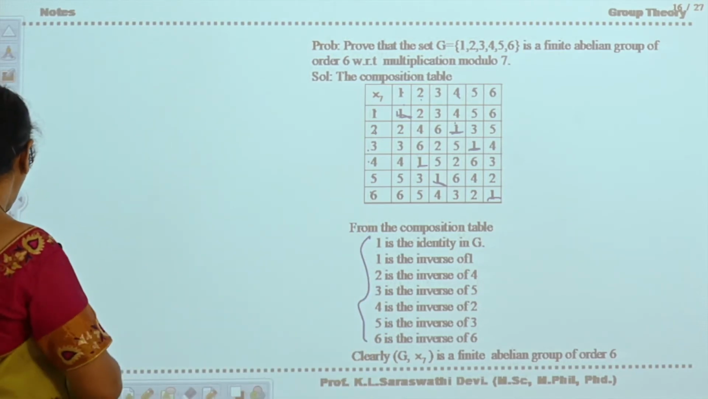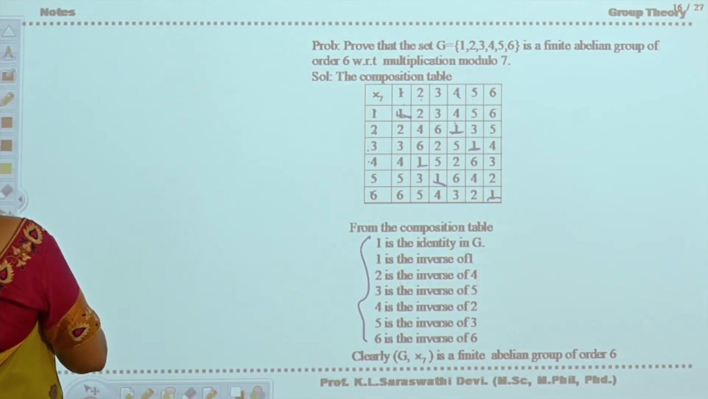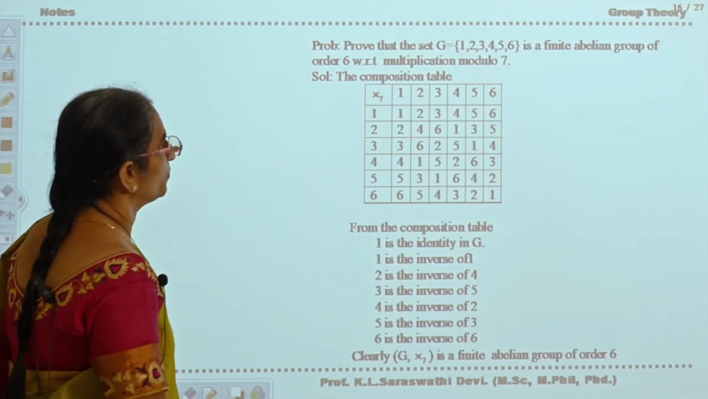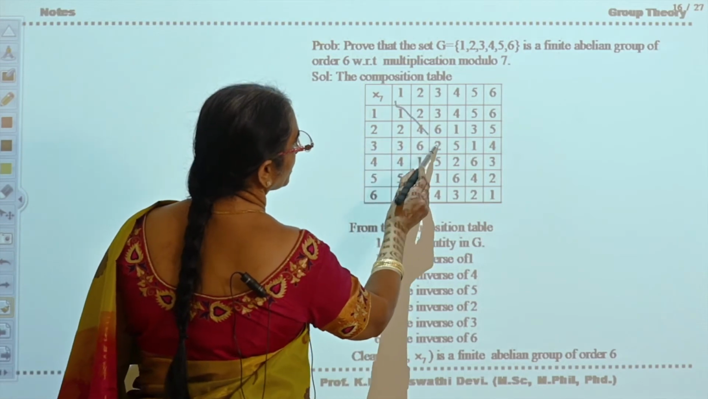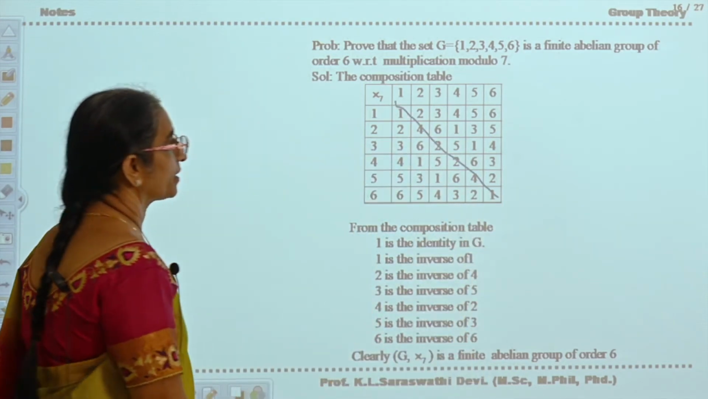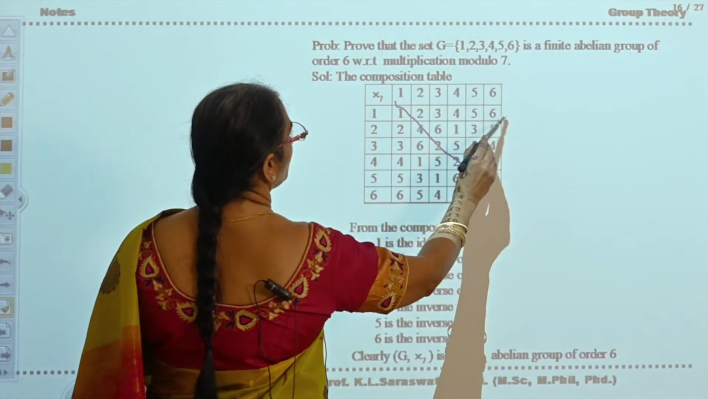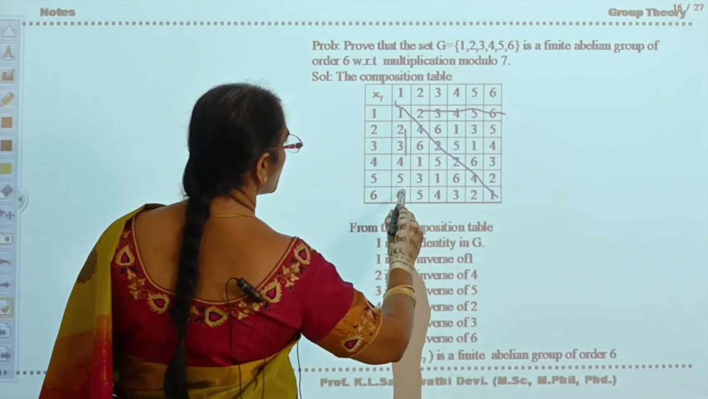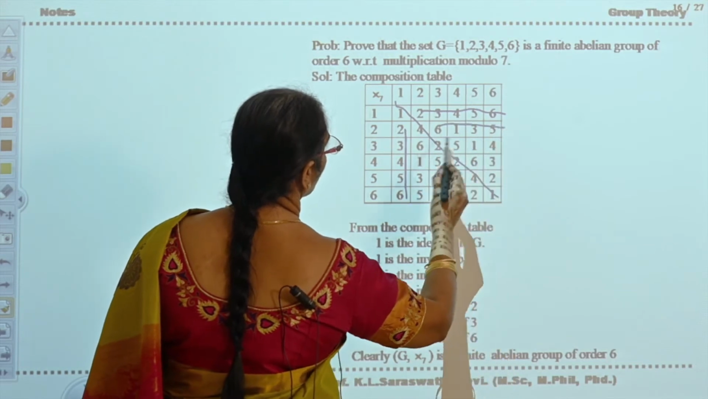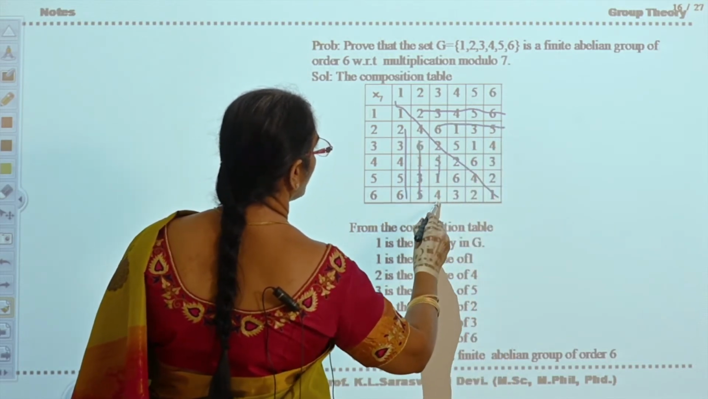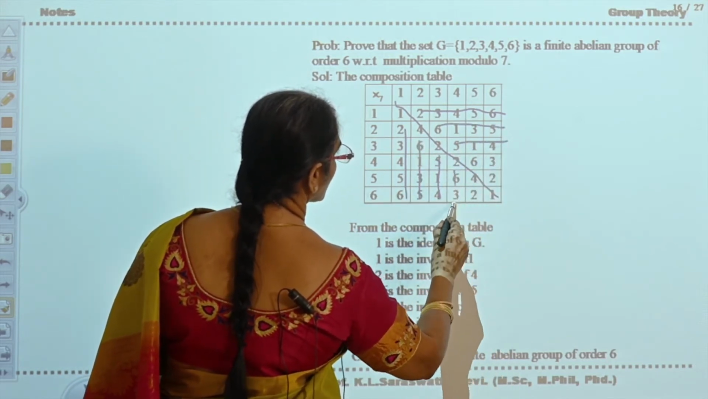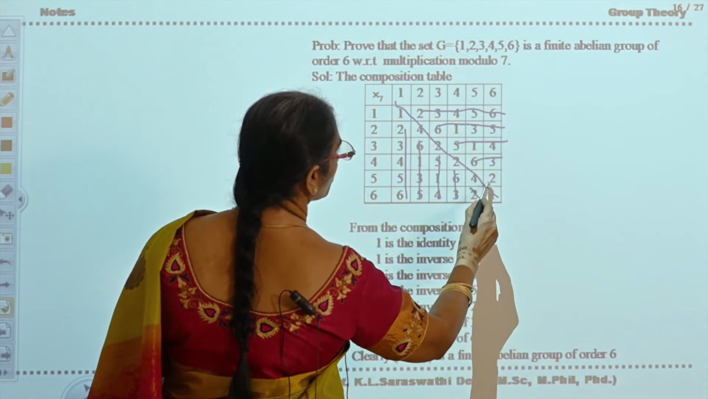After that, you have to see whether the commutative property is satisfied or not. Draw the principal diagonal like this. This is the principal diagonal. Then if you observe, 2, 3, 4, 6 and this is 2, 3, 4, 6. 6, 1, 3, 5, 6, 1, 3, 5. 5, 1, 4, 5, 1, 4. 6, 3, 6, 3, 2, 2.